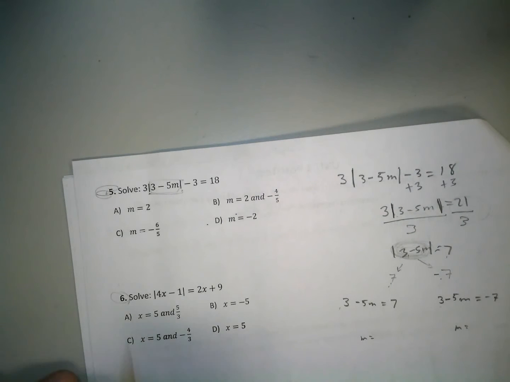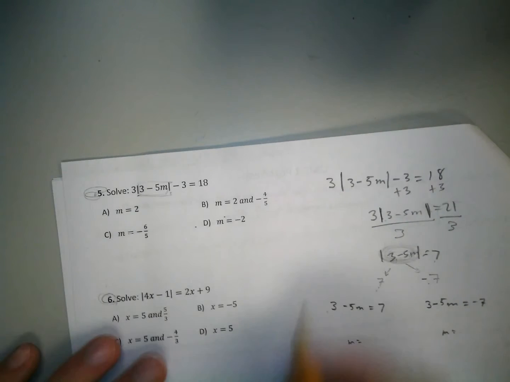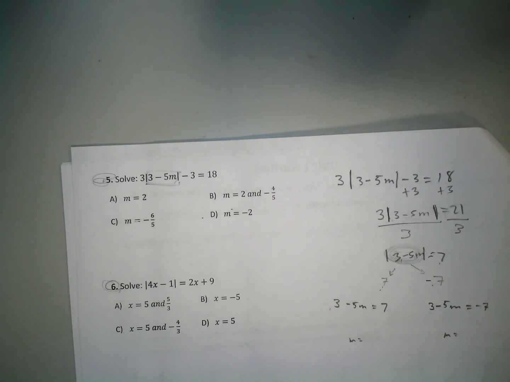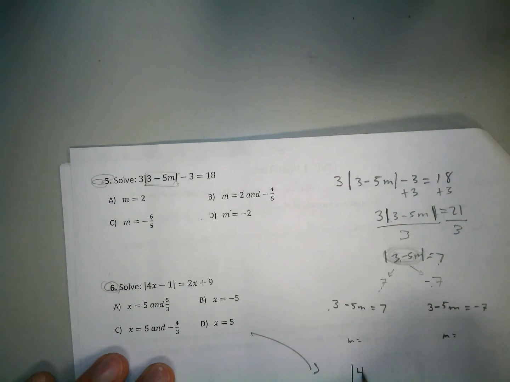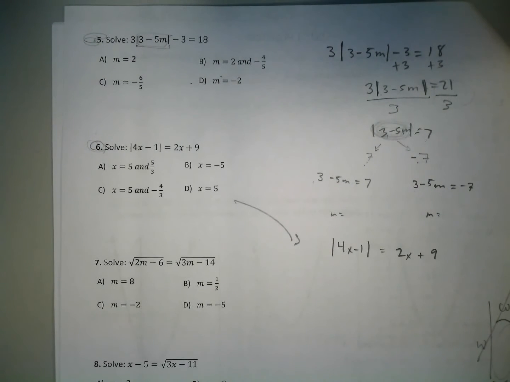Cool. So let's try number 6. Okay. We'll just come down here. So absolute value of 4x minus 1 equals 2x plus 9. Okay. What are you thinking first? The absolute value is already by itself. Sure. So do we really have to do anything? No. Like what we did up here?